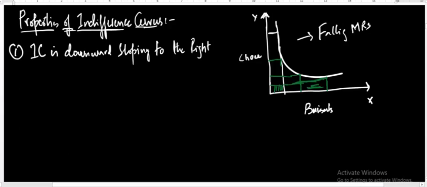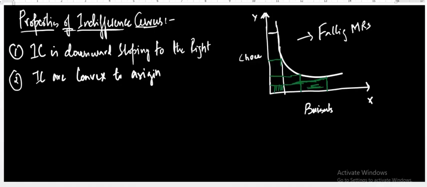Now let me talk about the second basic property, that is indifference curves are convex to the origin. If we look at the origin, these are convex. The convexity of this indifference curve is firstly because of the falling MRS, and secondly because of the imperfect substitutes.